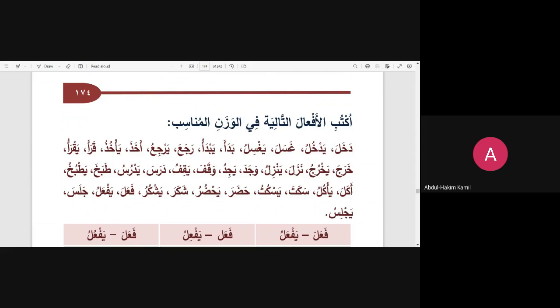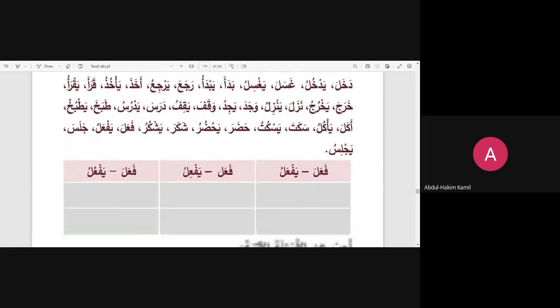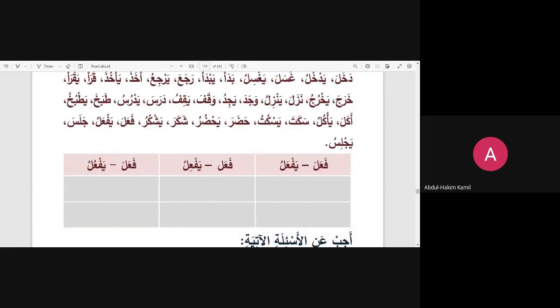Look at these verbs here. It has a chart under these verbs. It's simple, but I just want you to recognize. I want you to put each verb in each category. Look at the different categories. We have fa'ala yaf'alu, fa'ala yaf'ilu, and fa'ala yaf'ulu. That's Arabic. You need to know that. You need to be awakened and be aware of that.